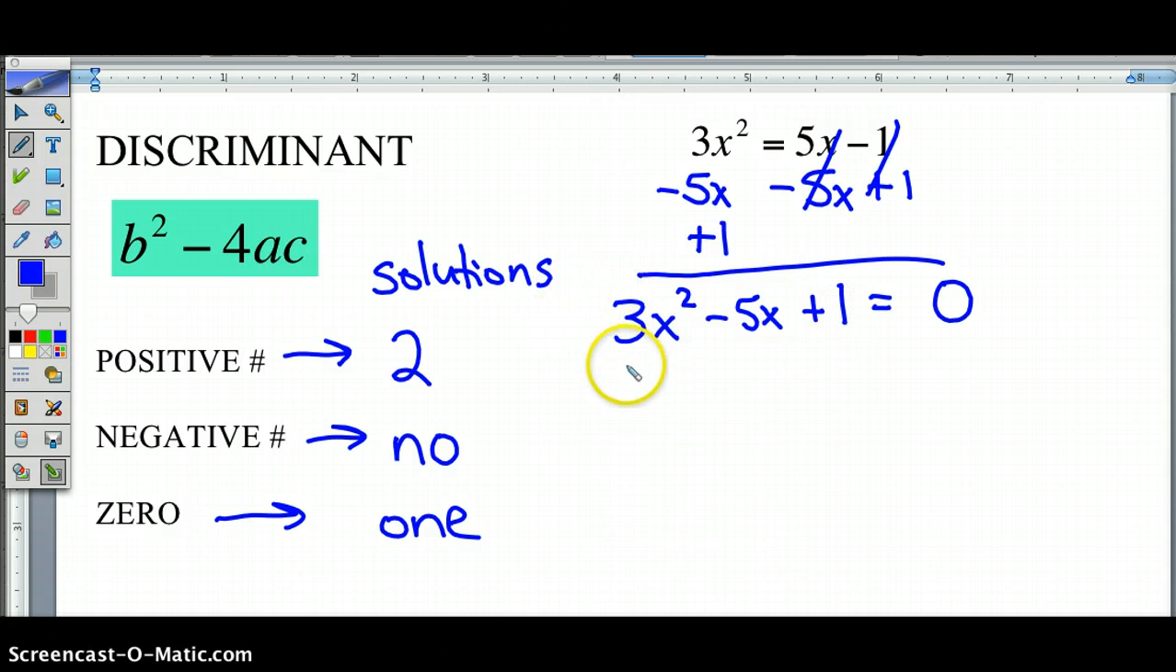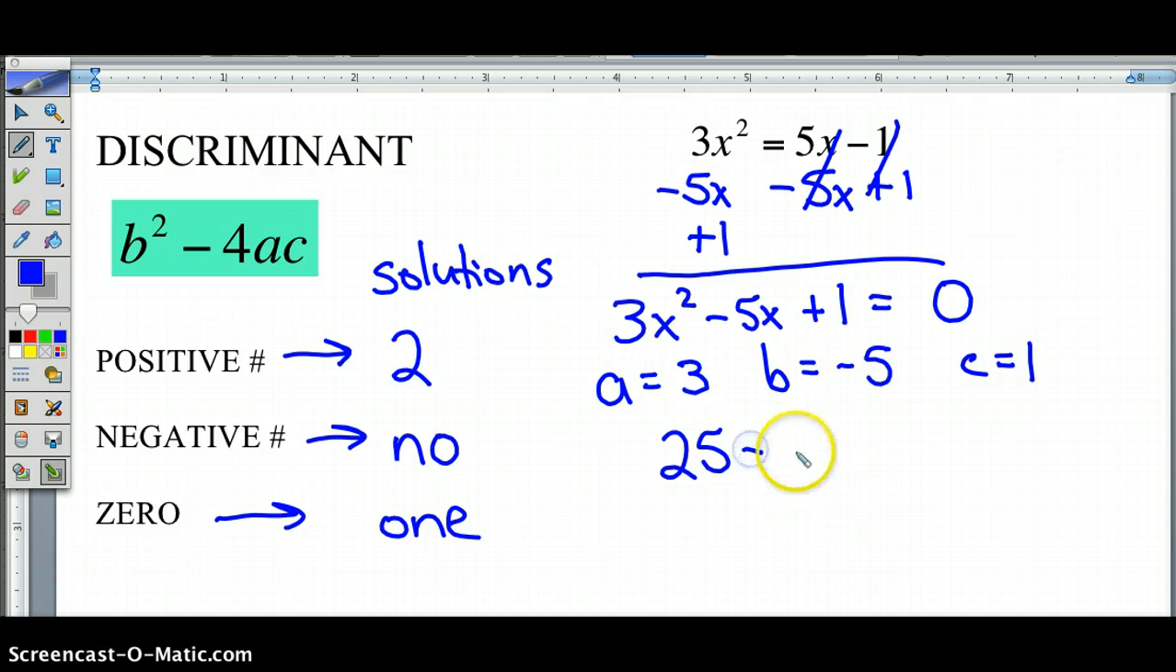Okay, I'm going to find the discriminant of this equation. So a on this problem is 3, b is negative 5, c is 1. So I do b squared minus 4ac. Well, negative 5 squared, that's negative 5 times negative 5, positive 25, minus 4ac. Well, that would be 4 times 3, which is 12, times 1, which is still 12. 25 minus 12 is 13.